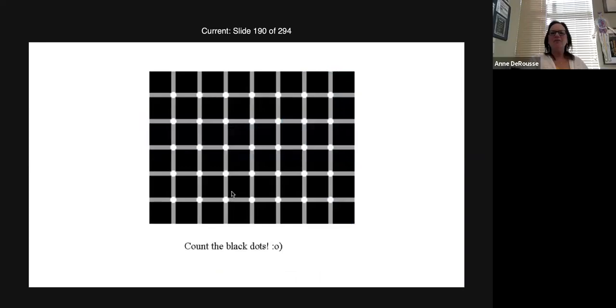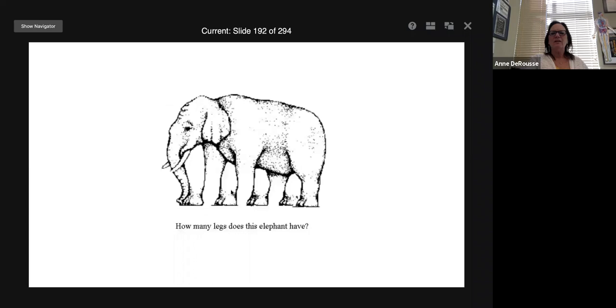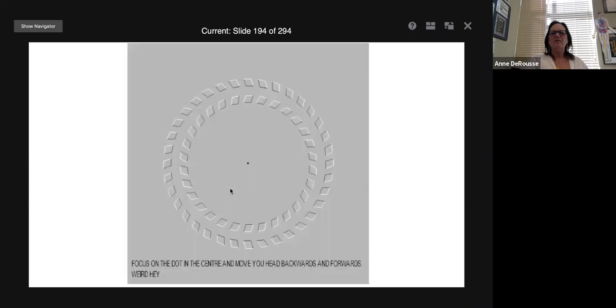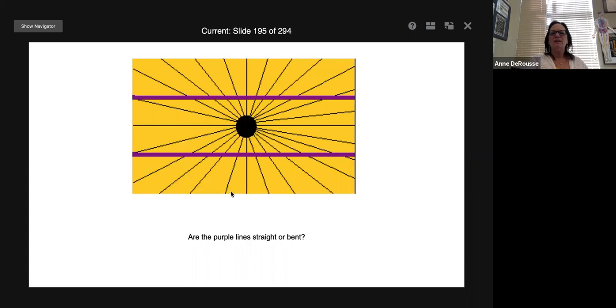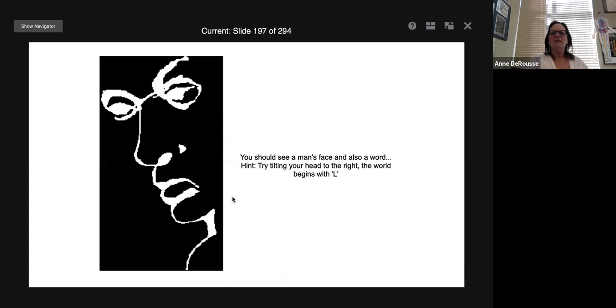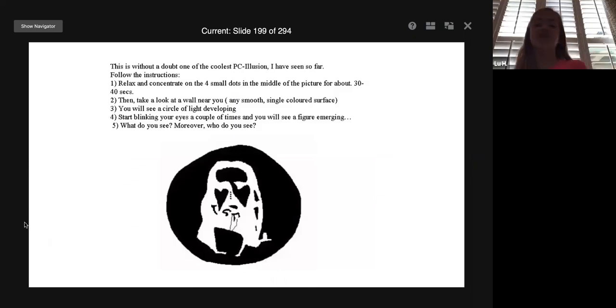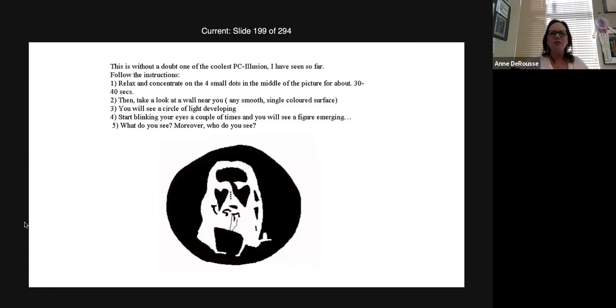Okay, I'm gonna do my favorite one. Hang on. Now, hang on. Let me get to it. How did they make that dress thick? This is what I want you to do. This is the coolest one ever. Okay, concentrate on these 4 dots. Just keep staring at those 4 dots for about 30 seconds.